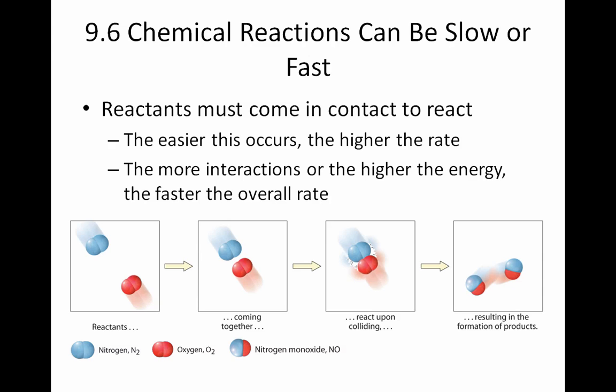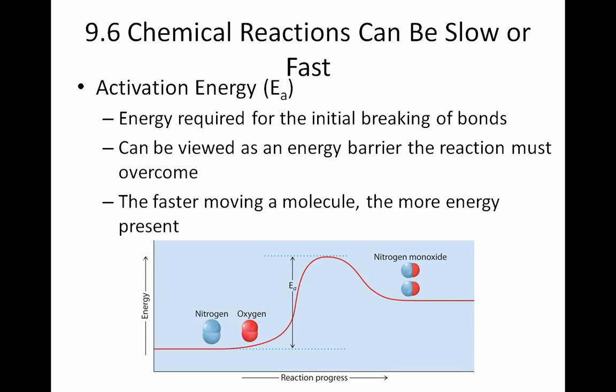The more interactions, the higher the energy, the faster the rate. So the more interactions you have, that can be because you have a higher concentration, or it can be because the individual molecules or atoms have a higher energy. And so if either of those two are true, then you'll have a faster overall rate. So then there's still a little bit of a barrier.